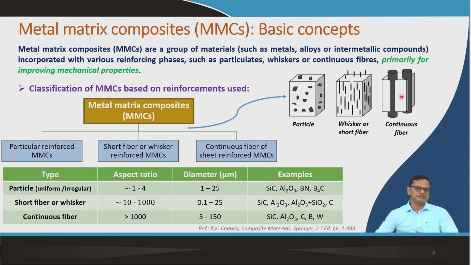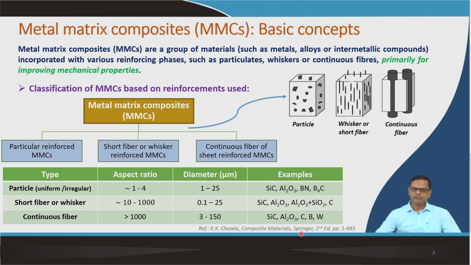And obviously you would like to know what kind of fibers are used here. You can see here particle, short fiber, continuous, all are being used. The aspect ratio of particles obviously is close to 1, and as you move from short fiber to continuous fiber, the aspect ratio keeps on increasing. Examples of these different particles or fibers are SiC, Al2O3, boron nitride, B4C, and so on and so forth.